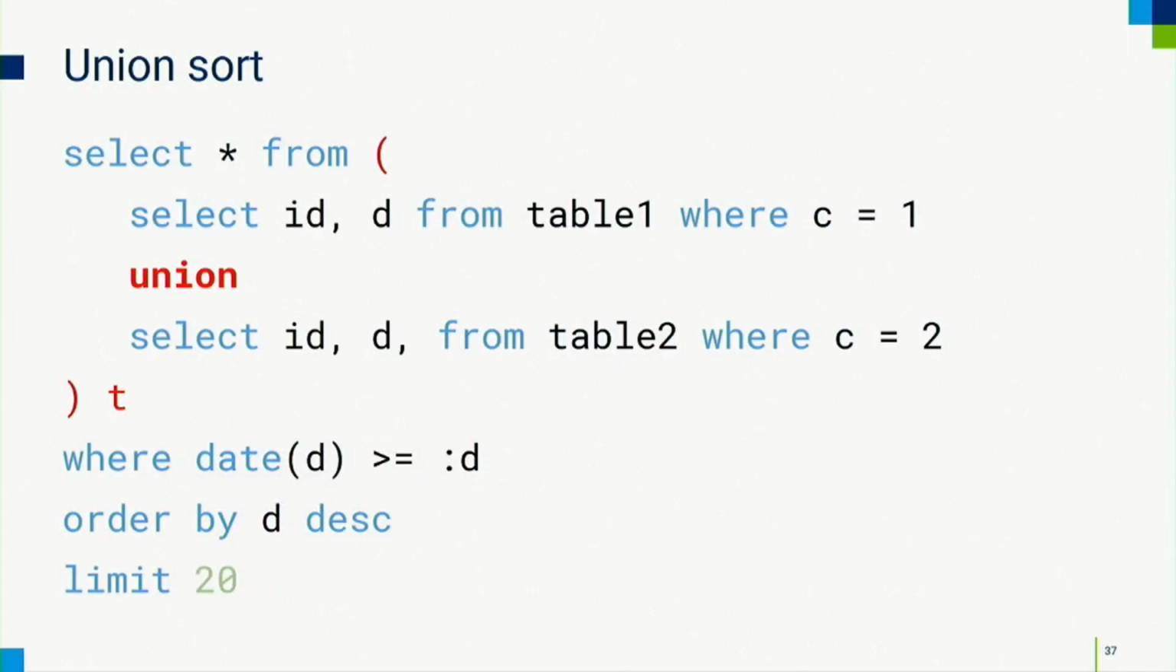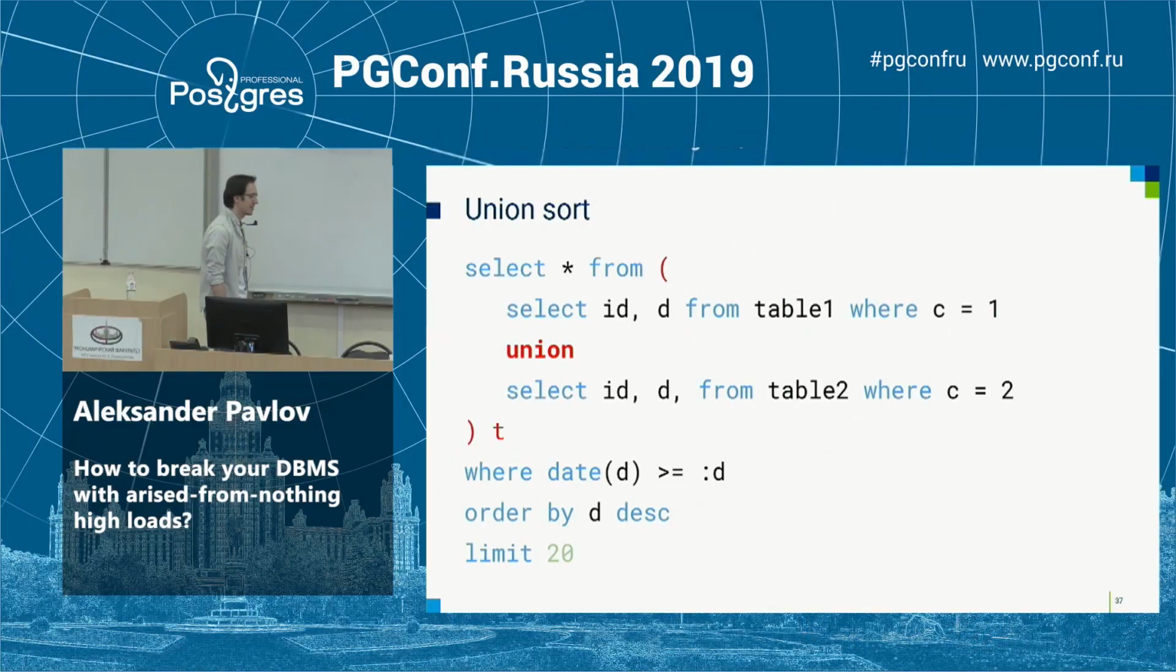Could you bring back the slide with 2 unions, where you had union and limit 20? Is it possible to make limit 20 in the internal selects? No, it's not possible. The first request should contain data for the last year, and the second one for today.